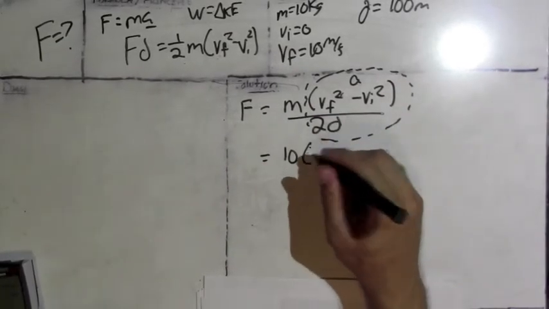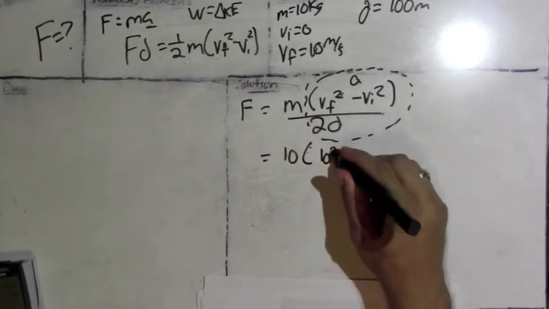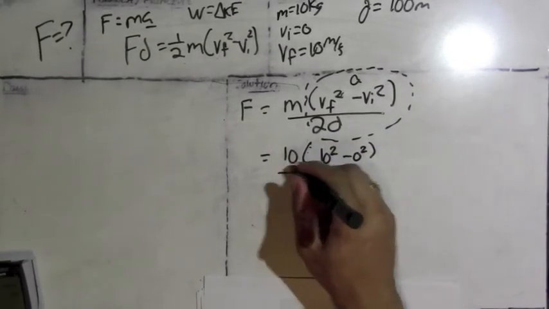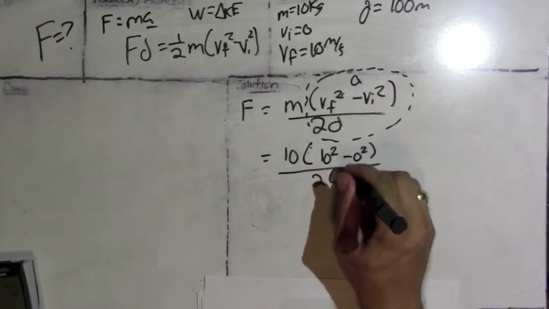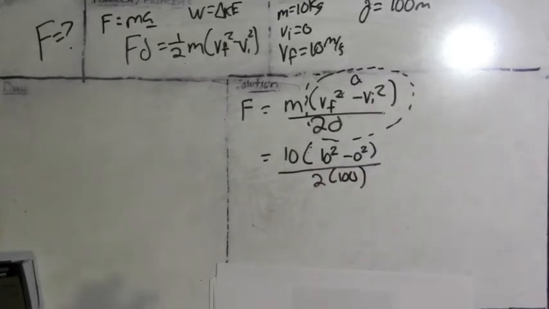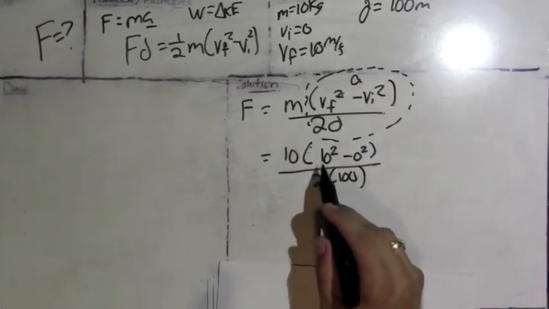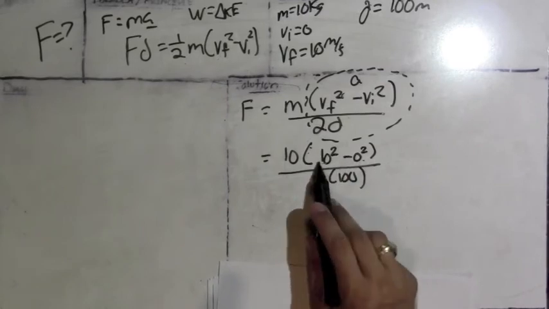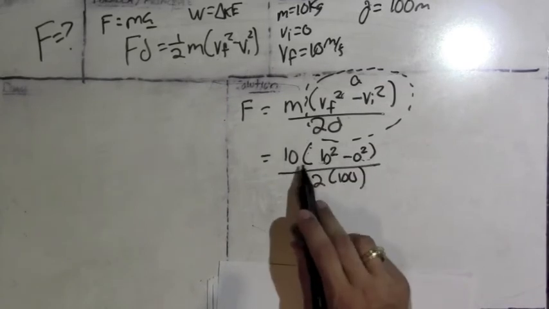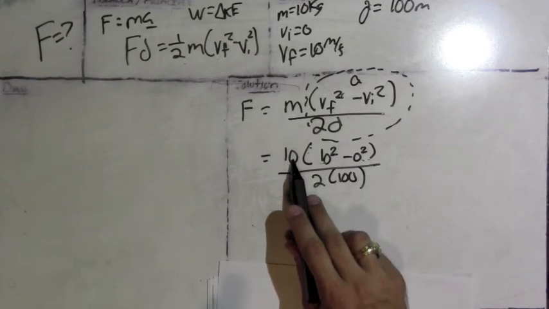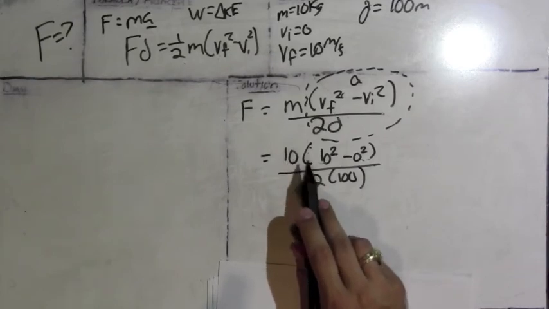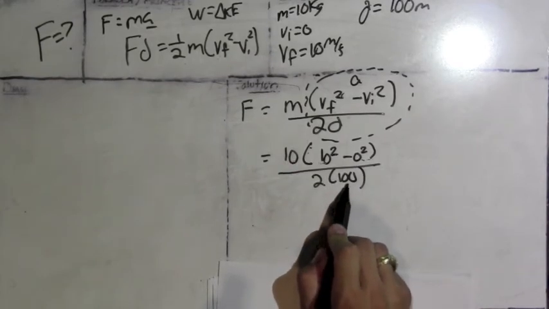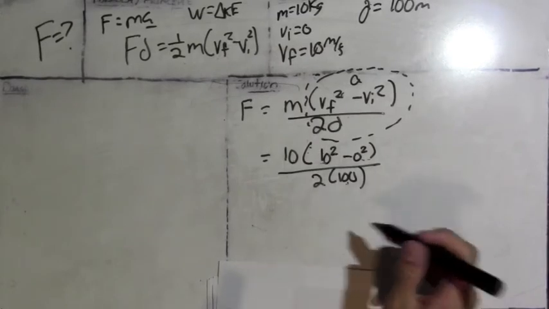But for now we have it all in one step, and we can say that F is equal to 10 times 10 squared minus 0 squared over 2 times 100. So we have 10 times 10 squared minus 0 squared, so this is just 100 minus 0. 100 times 10 is 1,000. 1,000 divided by 100 is 10. And then 10 divided by 2 would be 5.